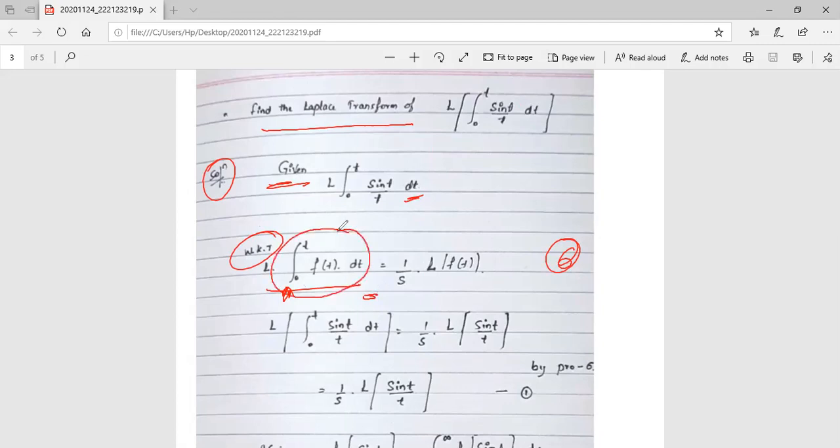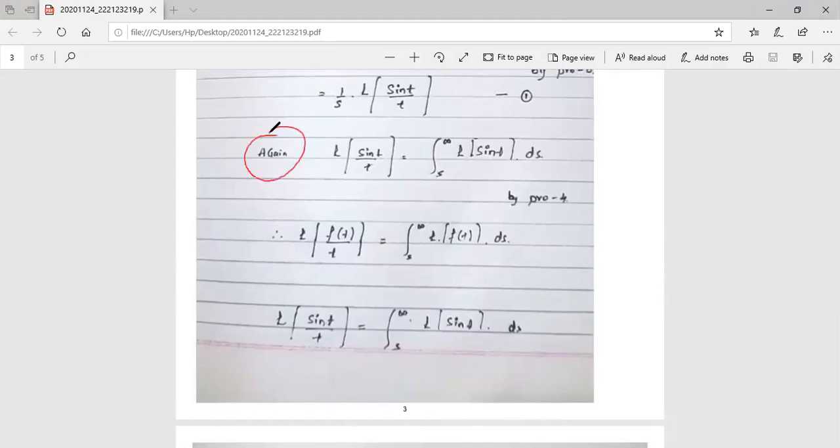So here this is your given function. Instead of writing this function, we will write directly: the Laplace transformation of the integral from 0 to t of sin t by t dt is equal to 1 by s as it is, and the remaining function, that is the Laplace transformation of sin t by t, by your property number 6. We write it as 1 by s into the Laplace transformation of sin t by t. Call this equation number 1.